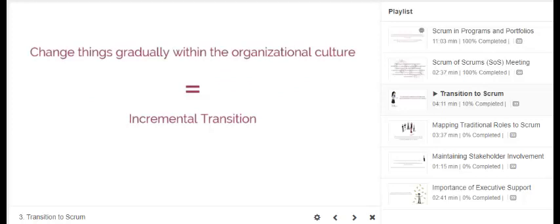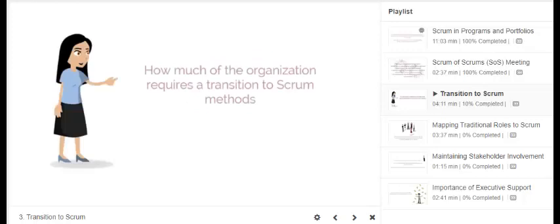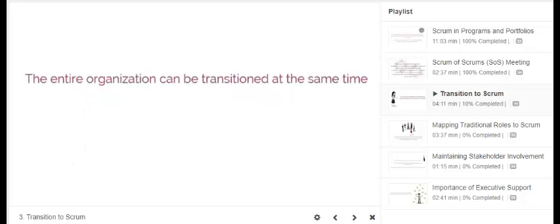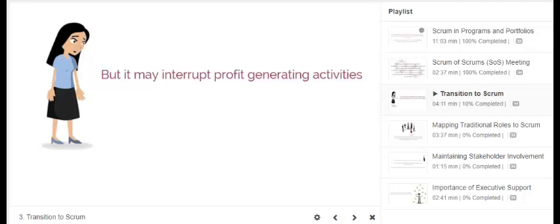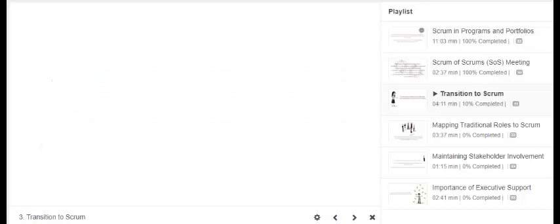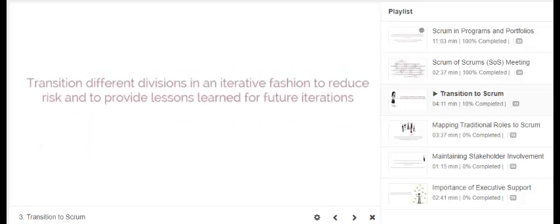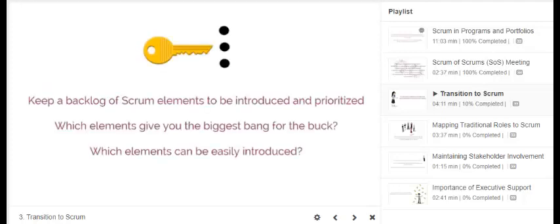An aspect of transition to consider is how much of the organization requires a transition to Scrum methods. The entire organization could be transitioned at the same time. However, this method is prone to problems that may interrupt profit-generating activities. Therefore, it is more advisable to transition different divisions in an iterative fashion to reduce risk and to provide lessons learned for future iterations. There are some key points to note here.